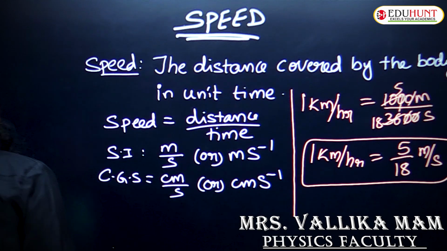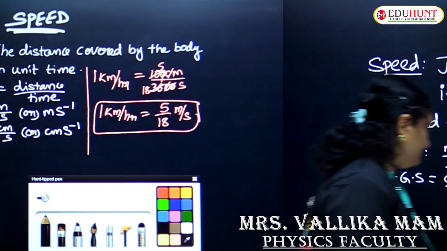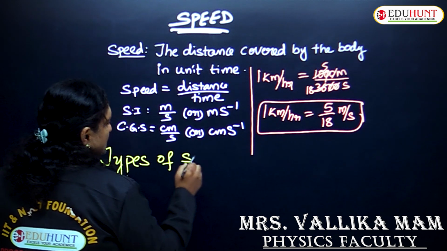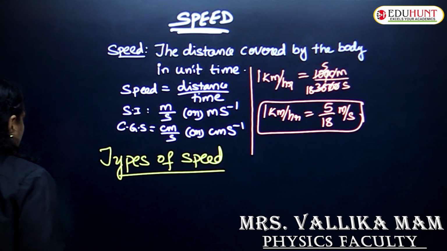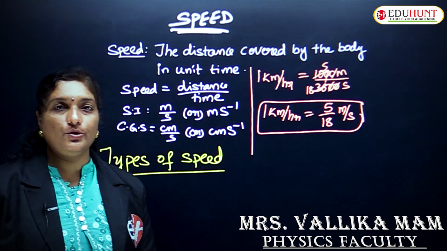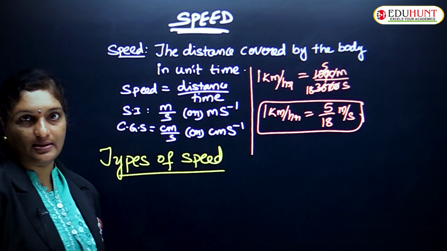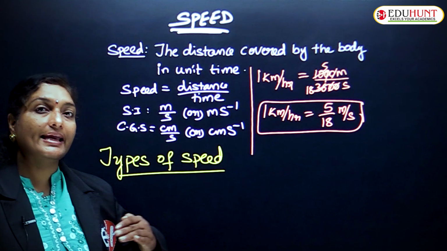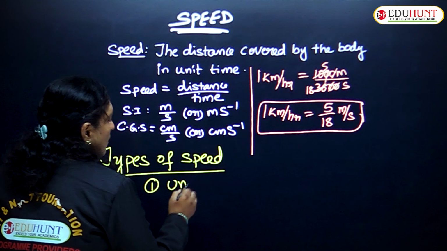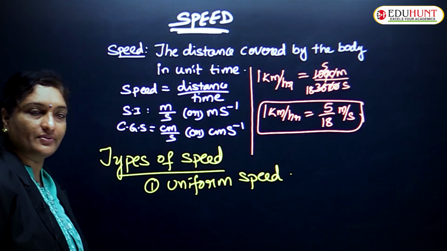Okay children, next let us discuss the types of speed. Generally, speed is of two types: uniform speed and non-uniform speed. If a body covers equal distances in equal intervals of time, then we say it is uniform speed. I repeat, equal distances in equal intervals of time.